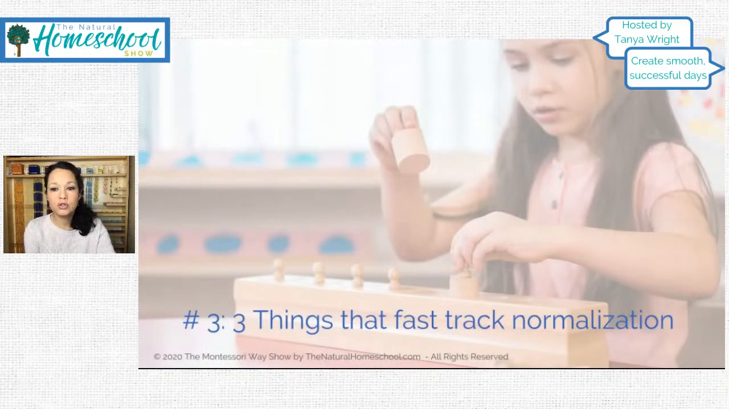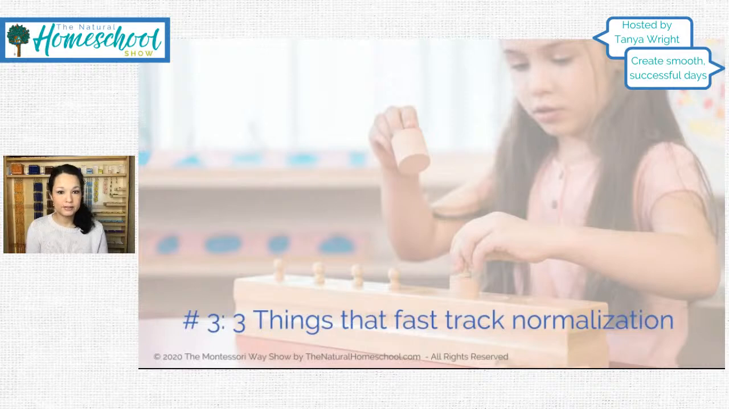All right, let's go to the third part of the training: 3 things that we can do to help children reach normalization faster. There are many things that we can do, but today I will give you 3 just because I know that you will want to start right away. So take notes and remember that these are important.